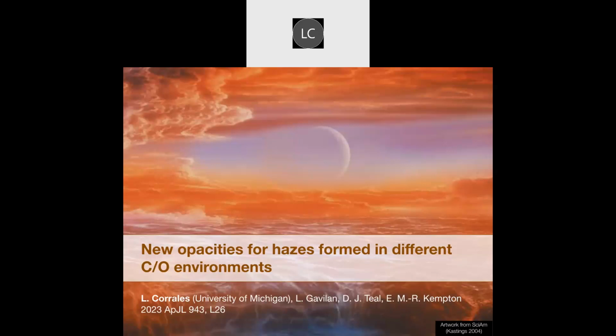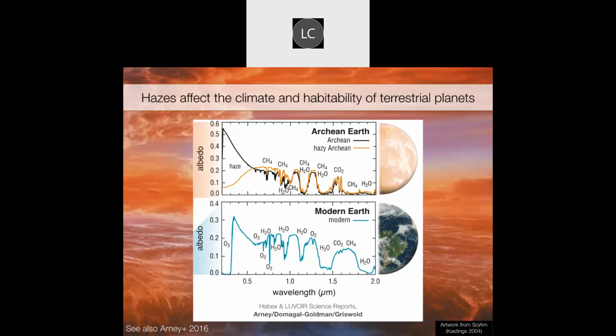I'm here to talk about some recent work that was just published in ApJ Letters, where we're releasing new opacities for hazes formed in different C to O environments. So why are hazes important? Well, we know that hazes can affect the climate and habitability of terrestrial planets.